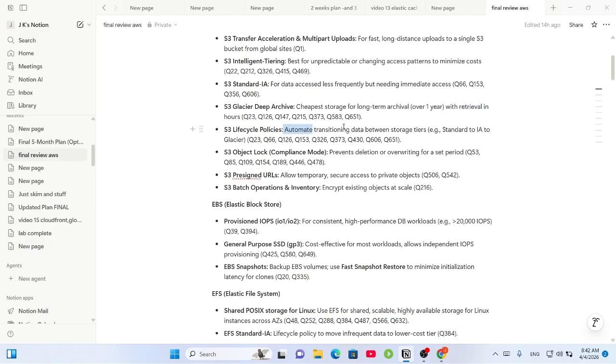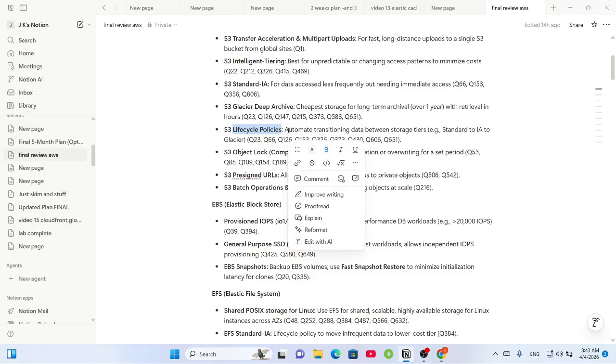S3 lifecycle policy. This automates transitioning data between storage tiers, like Standard to Infrequent Access or to Glacier. You can add this lifecycle policy in an S3 bucket, and you can automate the transition. Let's say you have data in your S3 bucket. After some time, you notice that this data is actually infrequently accessed.